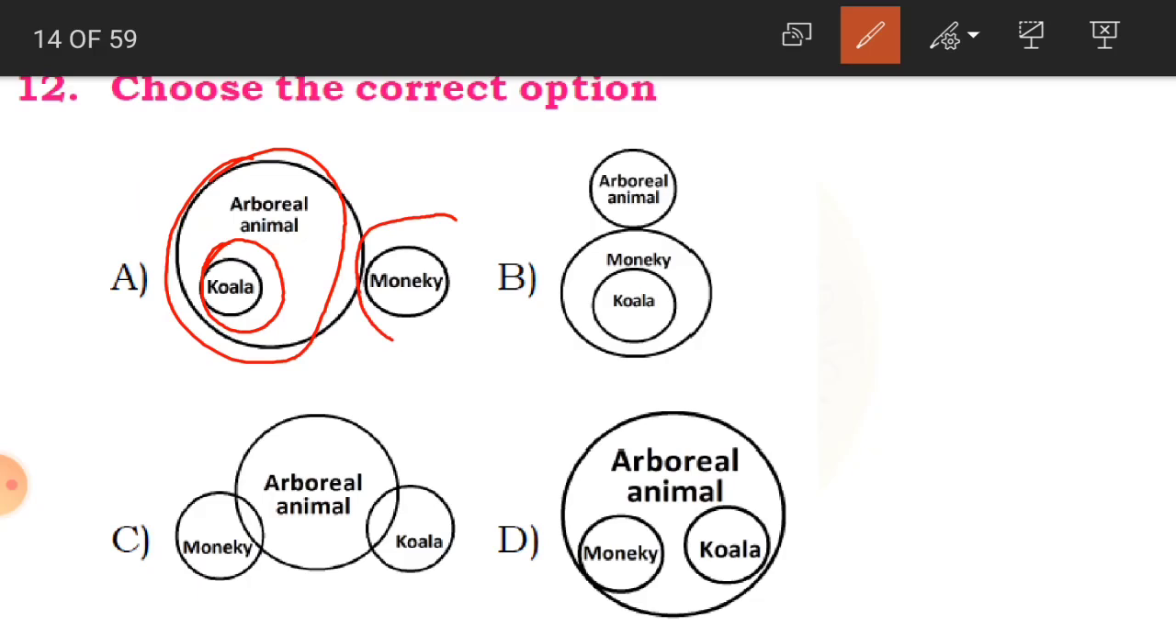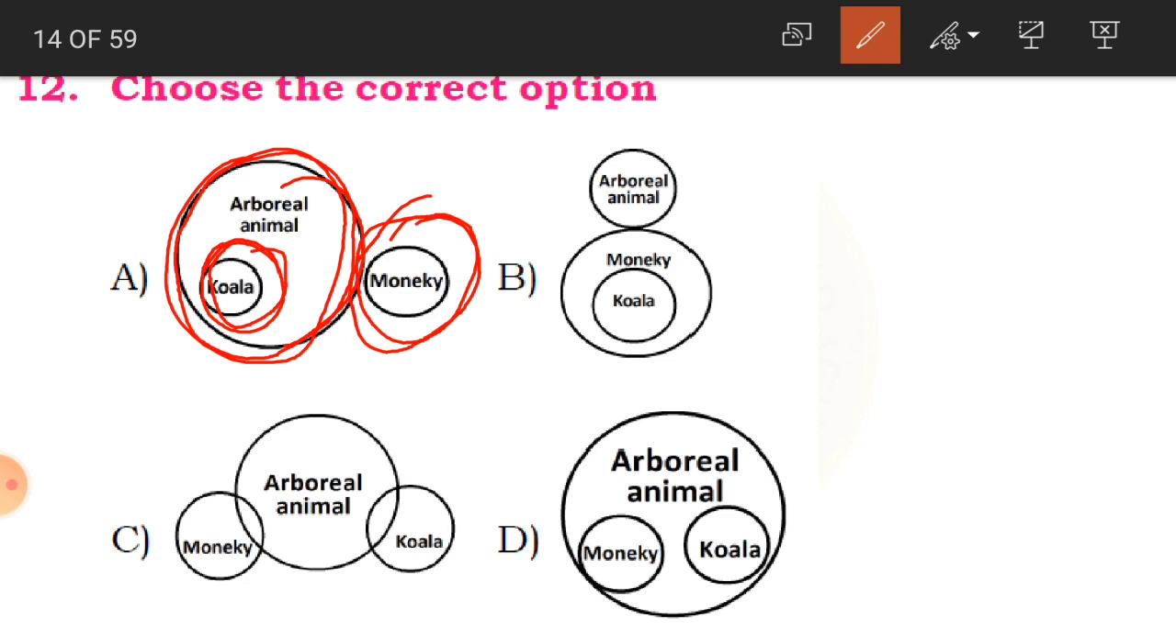Again, outside the circle, another circle. If you have something inside the circle, even though you have another two or three circles in that big circle, they are all the same. They all are the same. And if you have something outside that big circle, that is not related to the big circle. It is separate. Okay. So like this, now we have to find out the correct option.